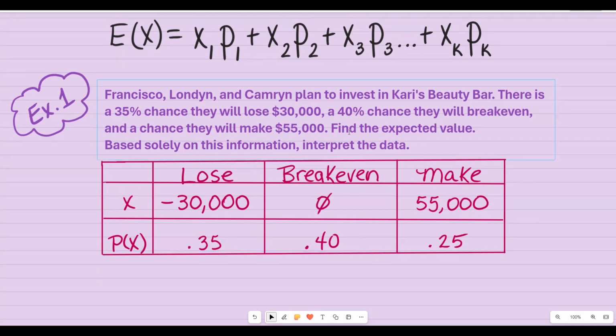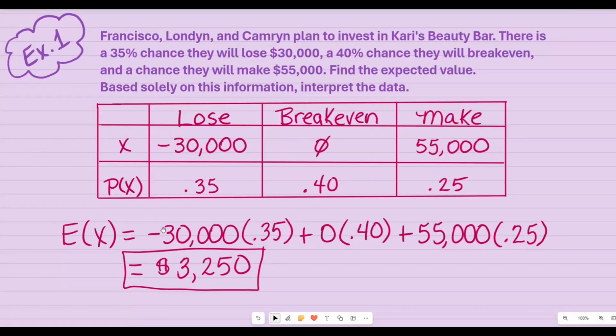So now I'm asked to find the expected value. I'm going to take my X, multiply it times the probability of X, add it to this X times the probability of X, add it to this X times the probability of X. So this is what my expected value equation will look like once I put everything in. And I see that the expected value will be 3,250.